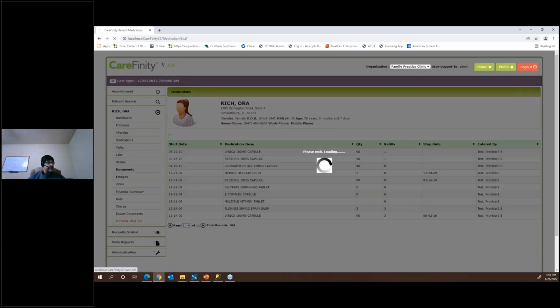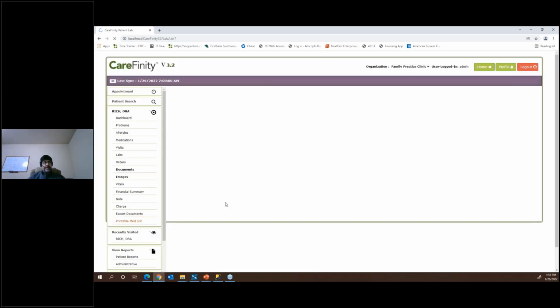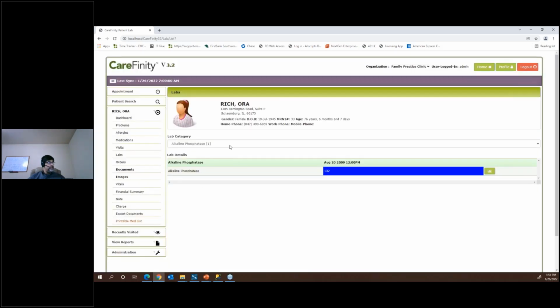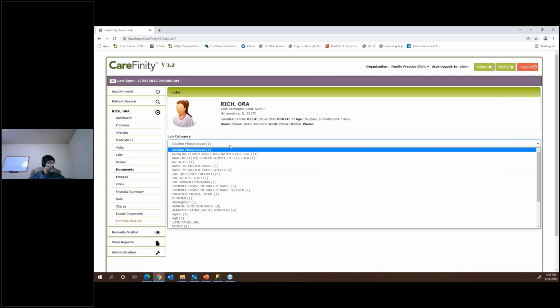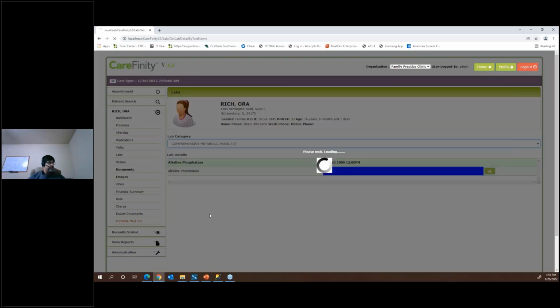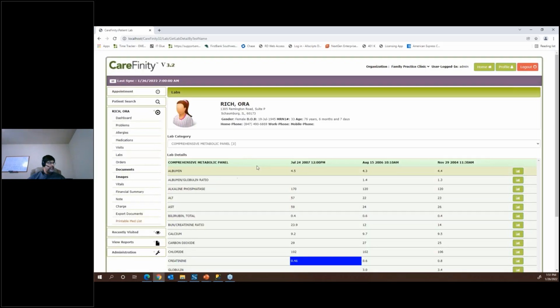I'm going to jump into labs here. If I wanted to review laboratory data for that patient, I could do that. I have all of the different lab panels this patient has had. So if I pull up this CMP, for example, I can see their CMP results over time.